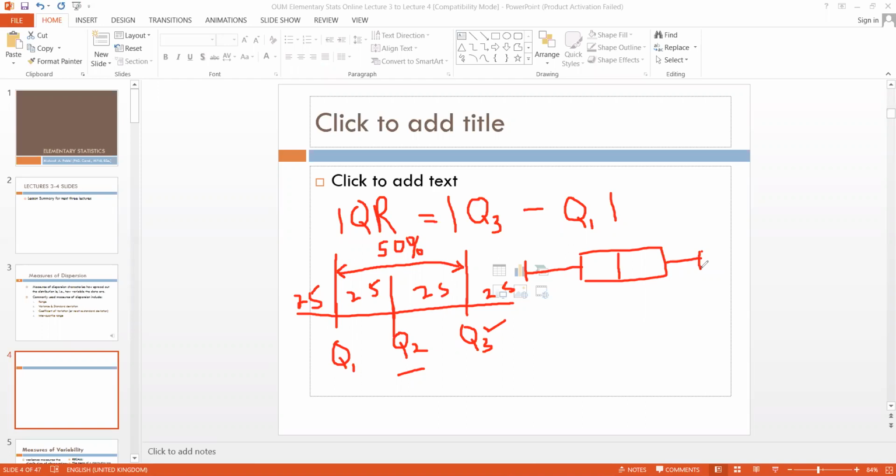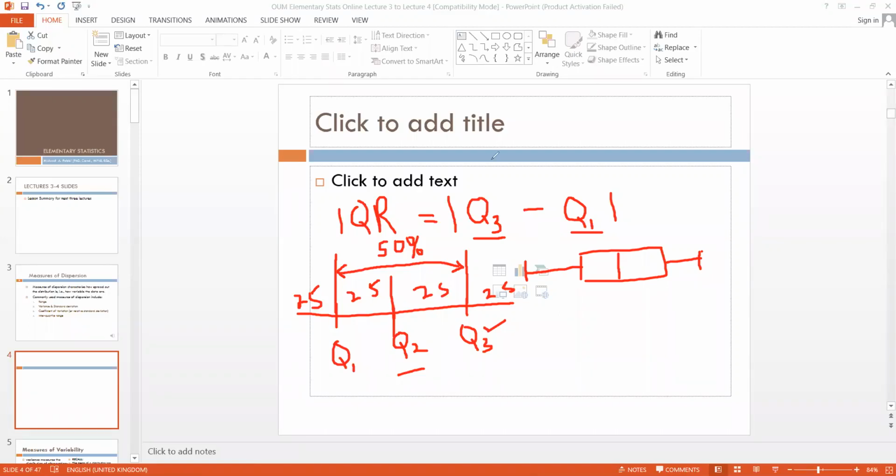I believe we've all mastered how to find Q3 and Q1. If you are still not comfortable with that, go back to the posted video on YouTube on measures of central tendency. We have a lot of examples there. Next, we want to move on to the range.